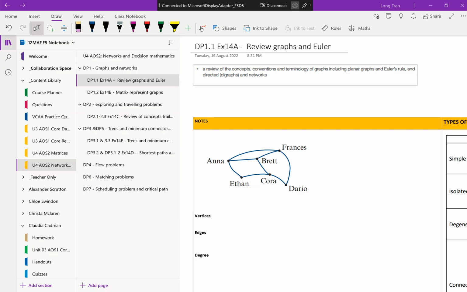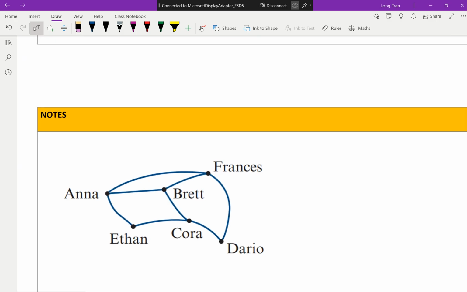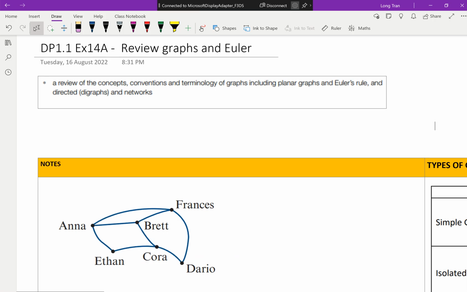Let's do a recap. Networks. In order to do networks, you first need to know some key terminology. So here's some examples. This is exercise 14A. If you're referring to that, we're going to look at dot point 1.1, reviewing concepts. So we're going to look at some of the terminologies for graphs.